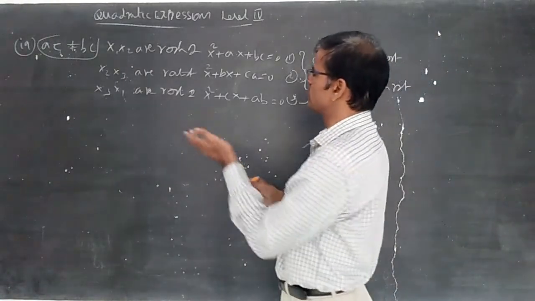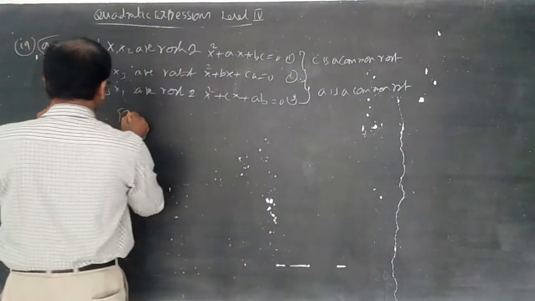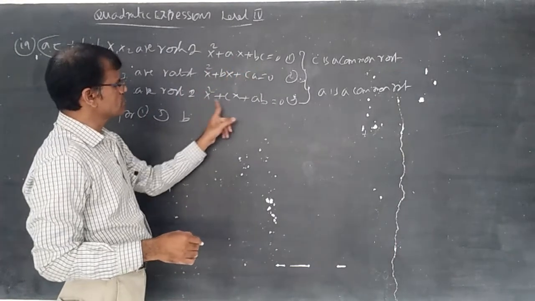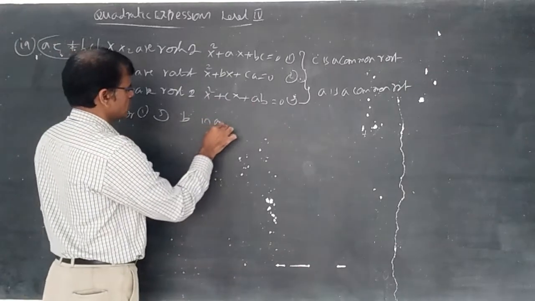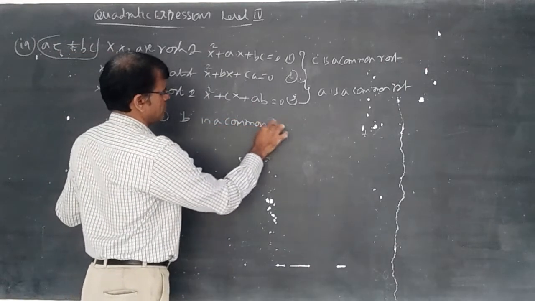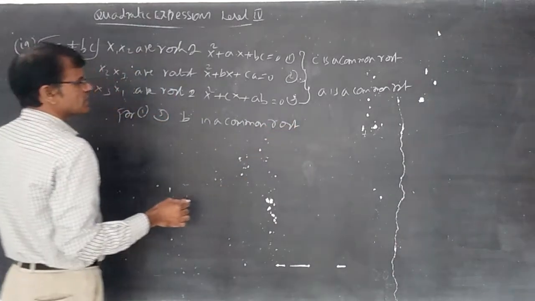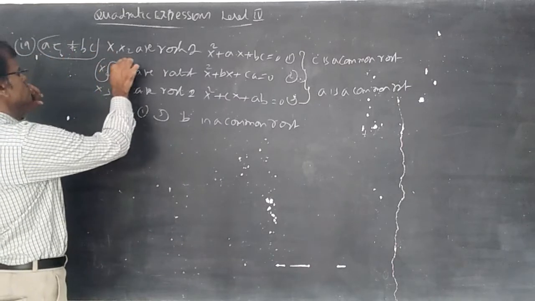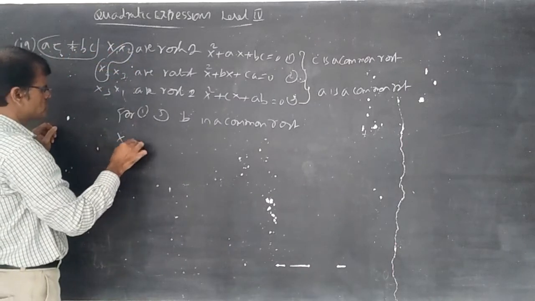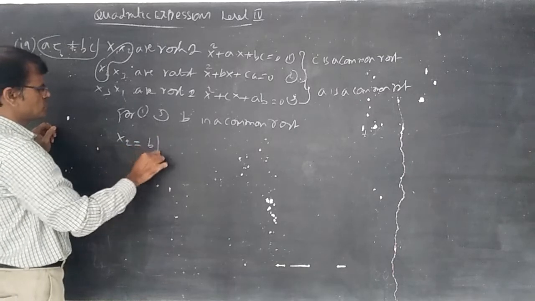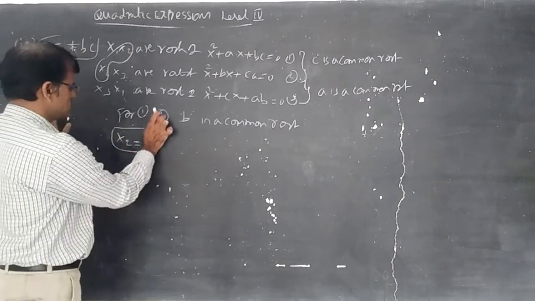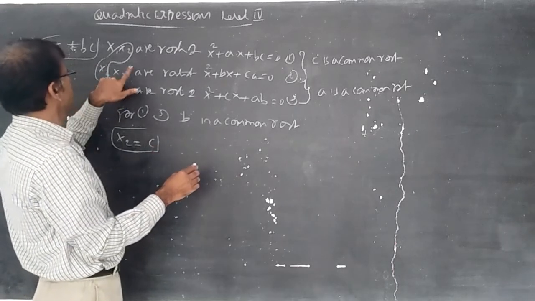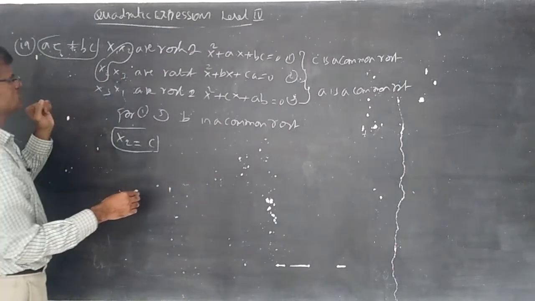For 1 and 3, b² plus ab plus bc, b² plus ab plus bc, b is a common root. So now we can understand, for 1 and 2, c is a common root here, so x2 is equal to c.